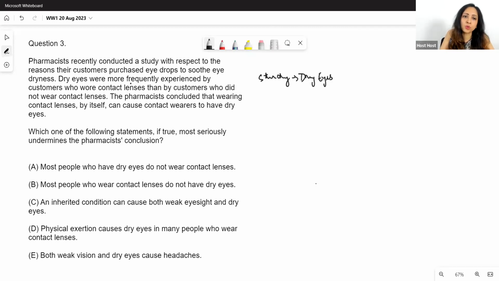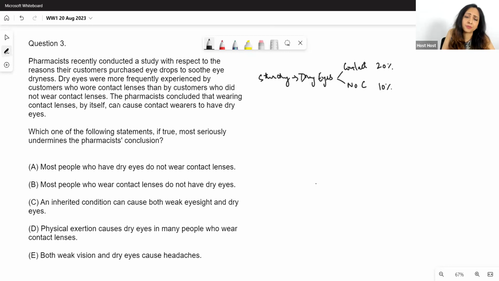Now, dry eyes were more frequently experienced by customers who wore contact lenses than by customers who did not wear contact lenses. So they are saying that there are two types of people, one who wear contact lenses and the other who do not wear contact lenses. What they found in the study was that more of the people who wore contact lenses had dry eyes. So let's say here, 20% people had dry eyes, whereas here only 10% people had dry eyes.